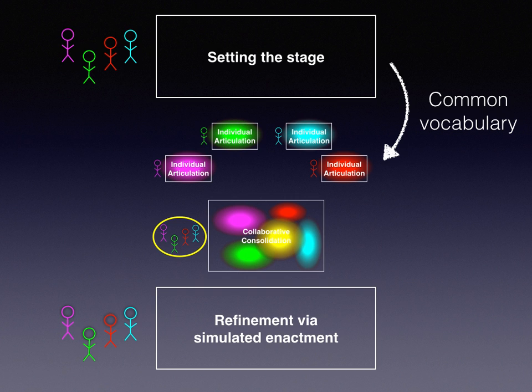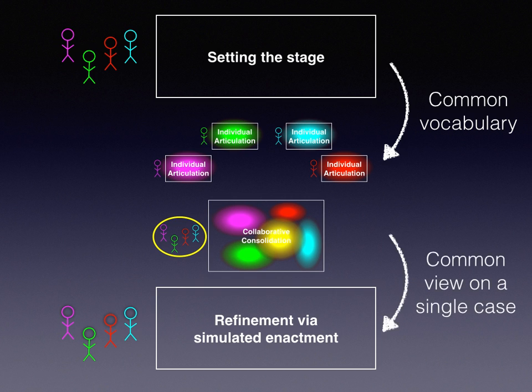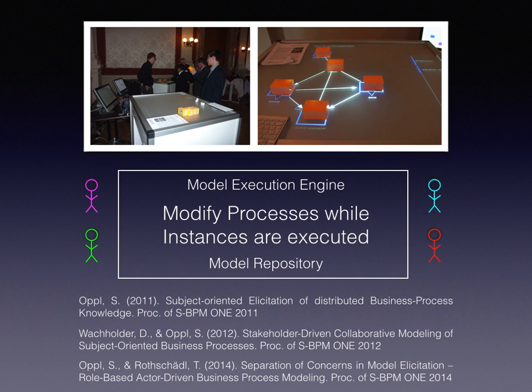And after successful transformation to S-BPM, we try to refine the model we have towards a complete process model by simulated enactment. So what we're doing is we take the single case model and then enact the S-BPM model in a workflow engine and have it altered on the fly. So basically playing through the process, and as soon as we encounter a gap or an inconsistency or an error, we are simply altering the process while the instance is executed.